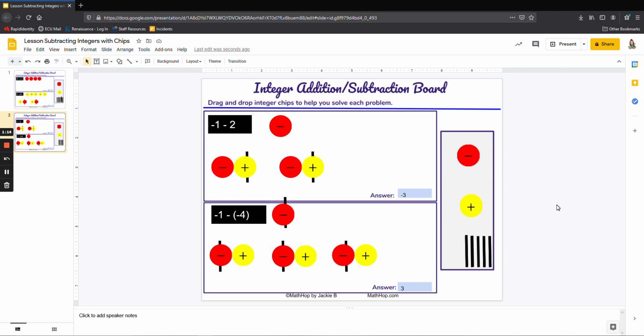Alrighty guys, you are going to go into your own workboard and model it just like I'm modeling it here. And remember to type your answer in the answer box so that I know that you understand what the answer is. And check back after I've graded it to see if I comment and ask you to make any corrections, okay?